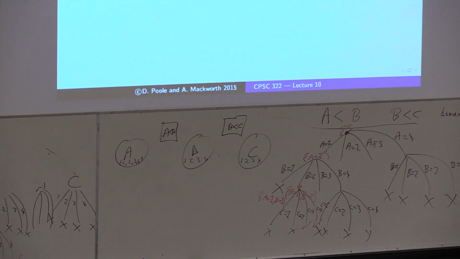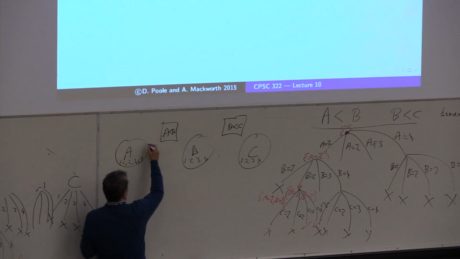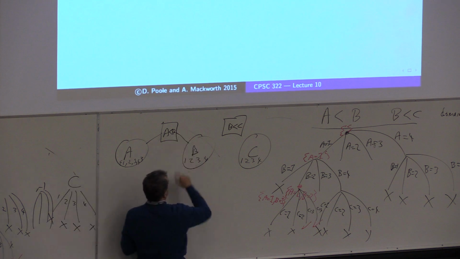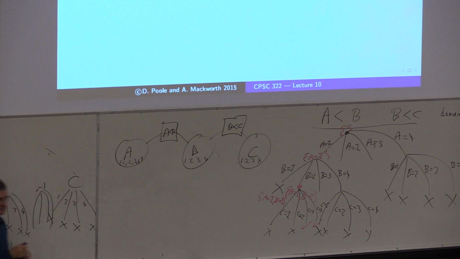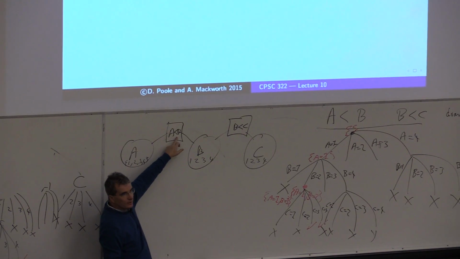And there's an arc from each variable to each constraint that involves it. So I'll write an arc from A to the constraint A is less than B, and an arc from B to A is less than B. Does that make sense? There's a rectangle for every constraint, and an arc from every variable to every constraint that involves that variable.